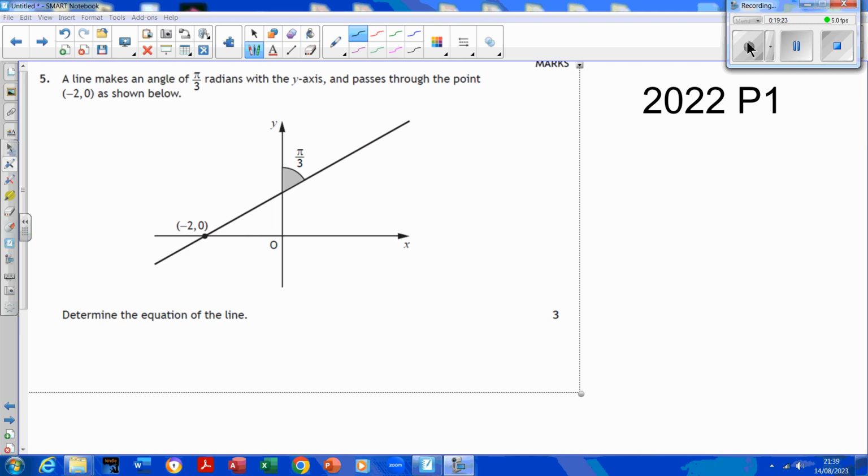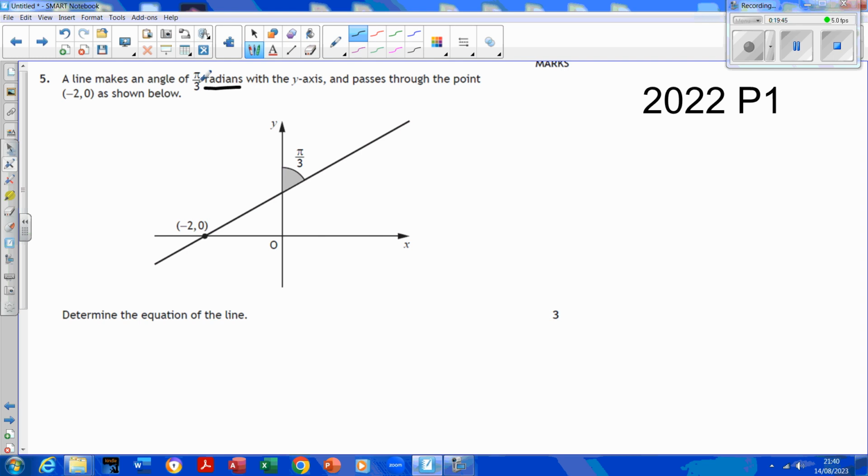This one, it's a straight line question, but it's got a wee bit in it that you've not done yet, so I'm going to tell you what that wee bit is. But it's from the 2022 paper, paper 1. So it says a line makes an angle of pi by 3 radians with the x-axis and passes through the point minus 2, 0. But you don't know what that is, so I'm going to tell you what it is.